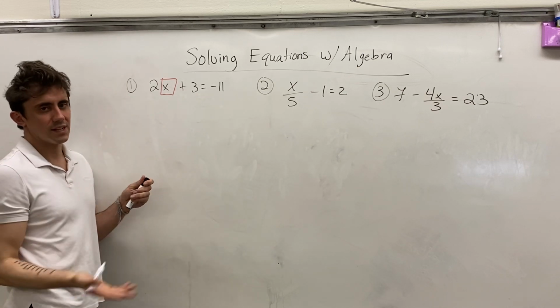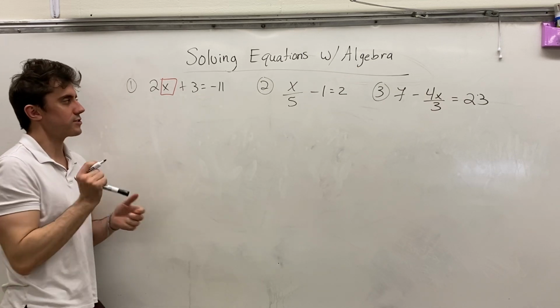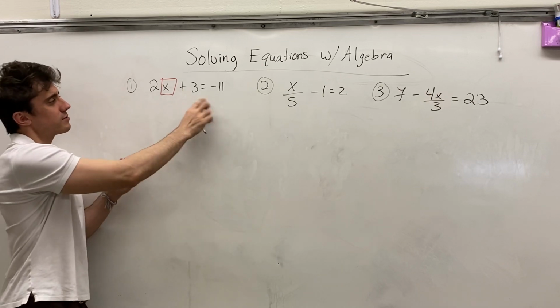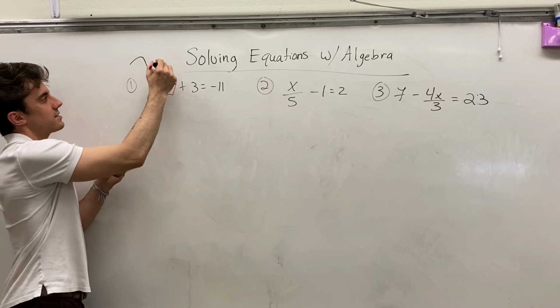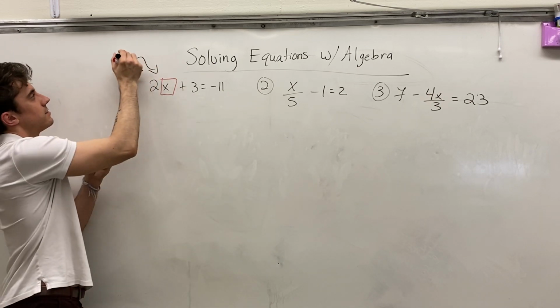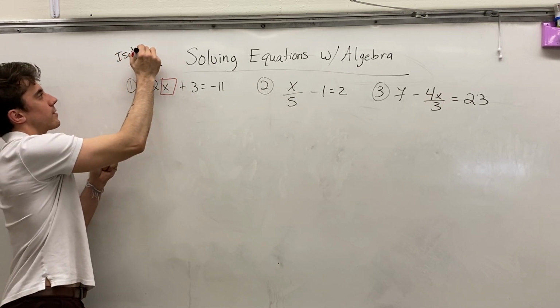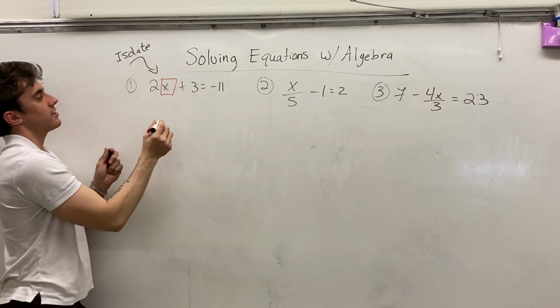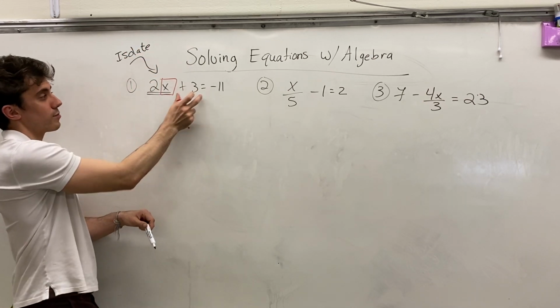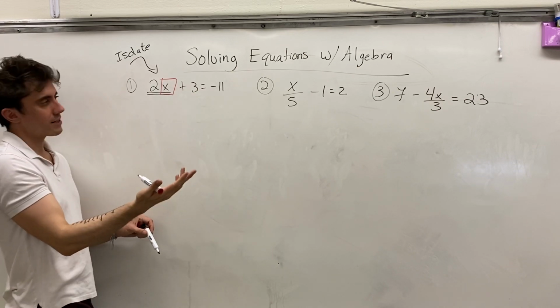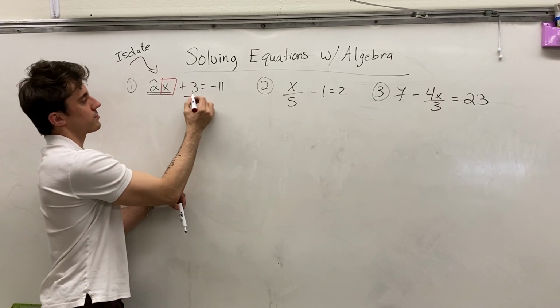And so, let's segue into our first solution. We have 2x plus 3 is equal to negative 11. Now, our first task is to isolate the term with our variable, okay? We want to isolate the term with our variable, namely the 2x term. And so we want to get rid of the plus 3. To get rid of adding 3, we're going to do the inverse, which is subtracting 3.